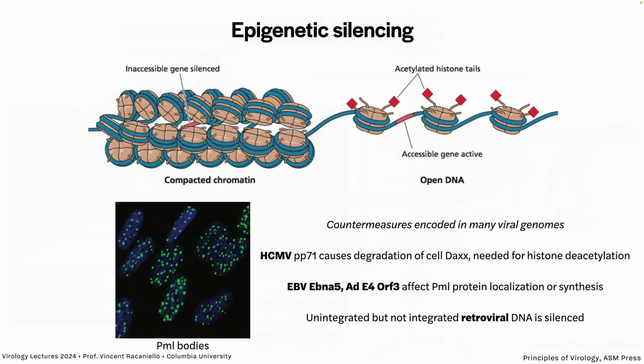So deacetylation of histones would compact the chromatin and cause it to be silenced. All right, and so this virus encodes an inhibitor of that process to keep it acetylated and open. And then finally, remember, retroviral DNA comes in the nucleus and it integrates. If there's any DNA that remains unintegrated, it's silenced. But once it's integrated, it is not silenced anymore because it's in the genome.